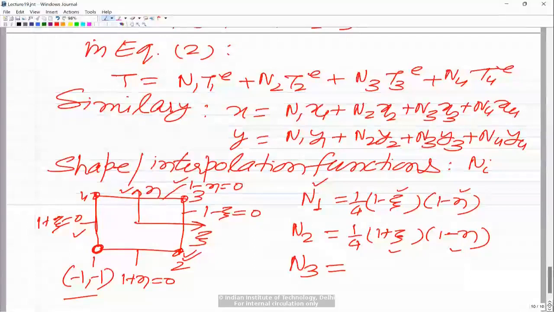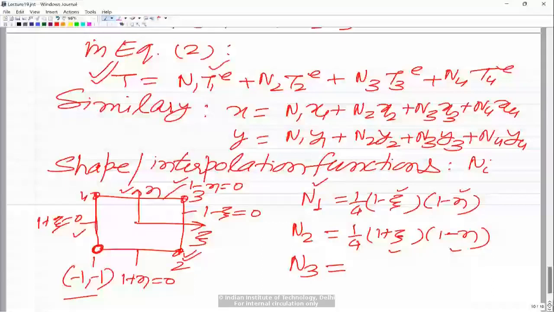Yes, sir. And the reason we are doing that is, when we look at this interpolation, T equals N1 T1 plus N2 T2 plus N3 T3 plus N4 T4. When I evaluate T at node 1, it should give me simply T1e. That means N2, N3, N4 have to be 0 and N1 has to be unity, so that I get T1 equal to T1e. That equation is satisfied. So that is why we are doing that.